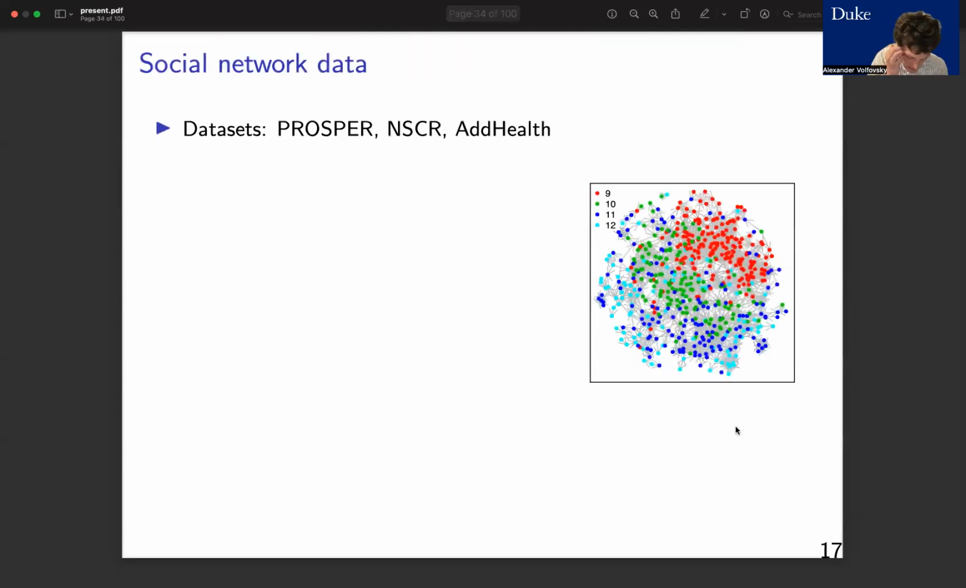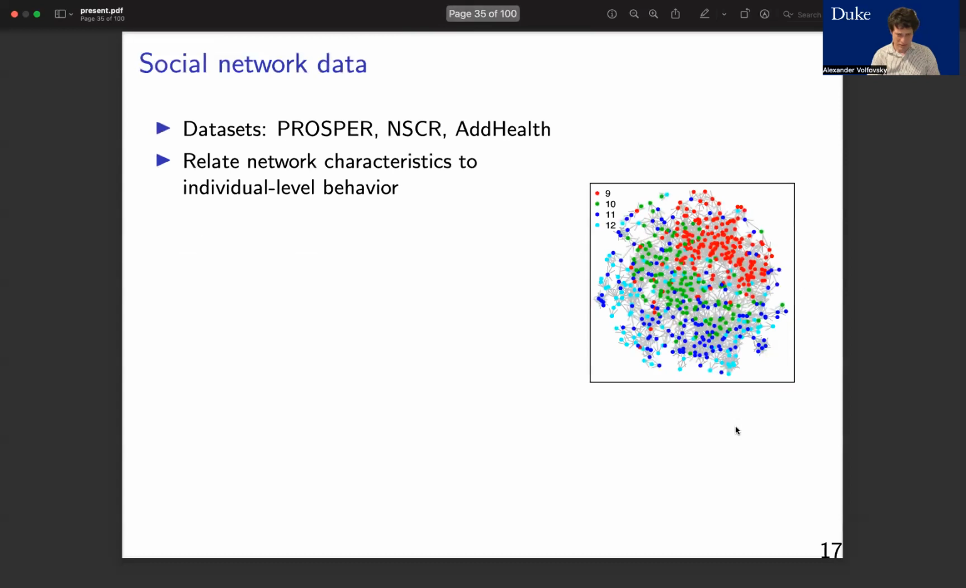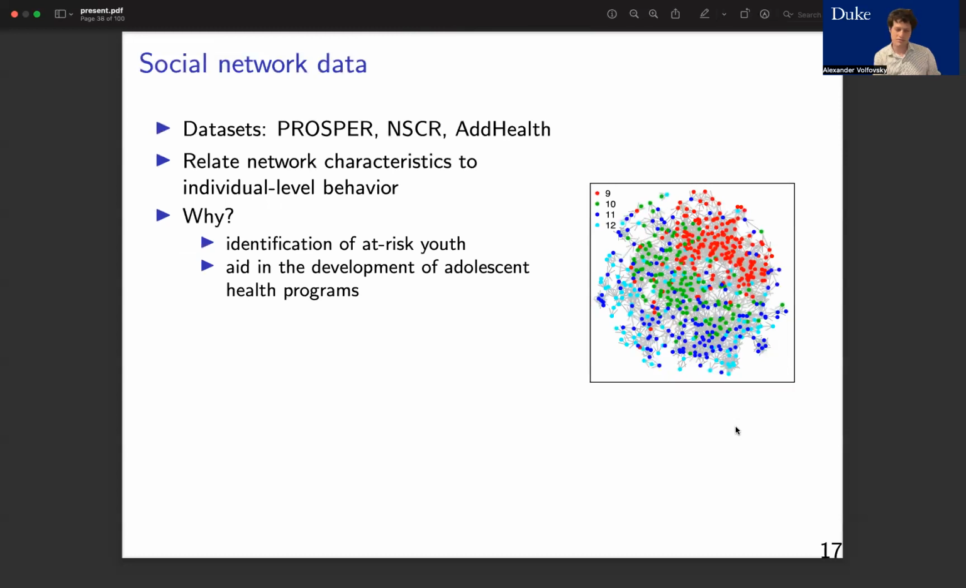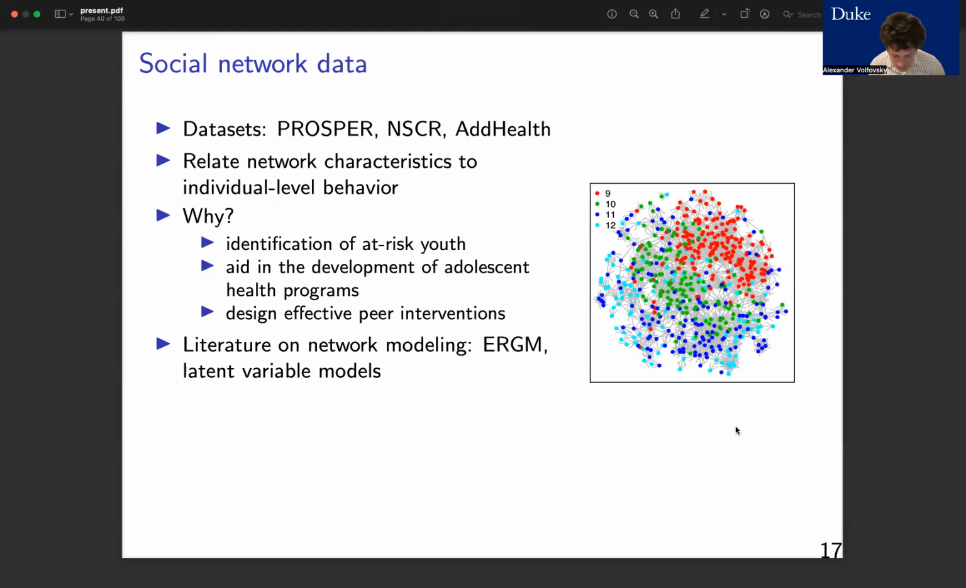So what kind of data are we going to talk about? I'm going to give an example from AddHealth, where we're interested in relating these network characteristics to individual level behavior. And that might be because we're interested in identifying at-risk youth or developing some kind of interventional programs, either directly on their health or designing peer interventions, identifying communities of individuals that might be able to positively influence each other.